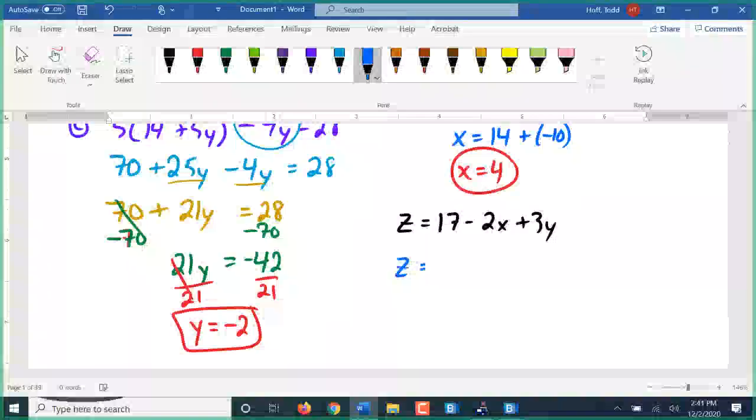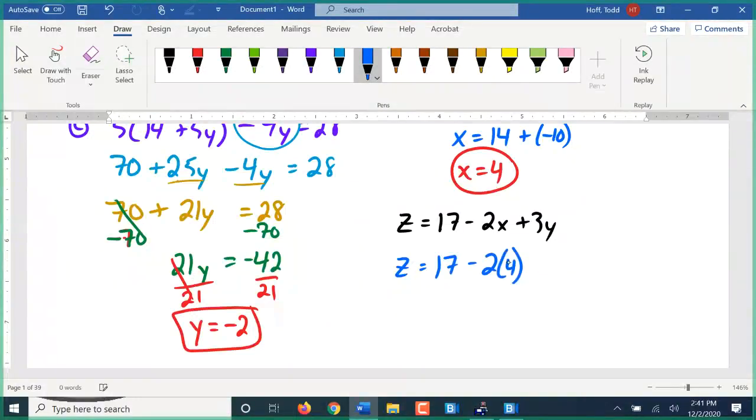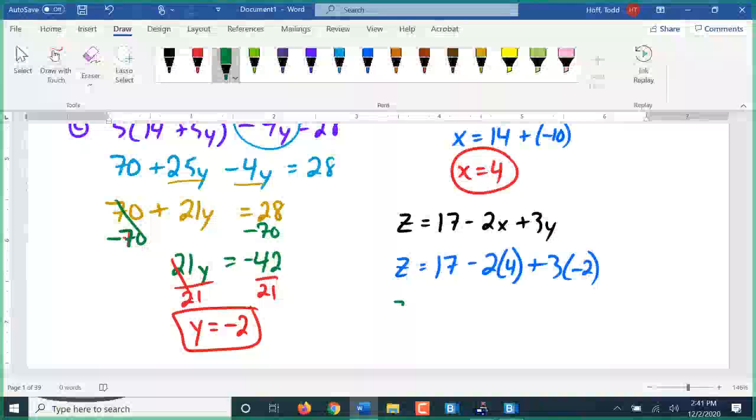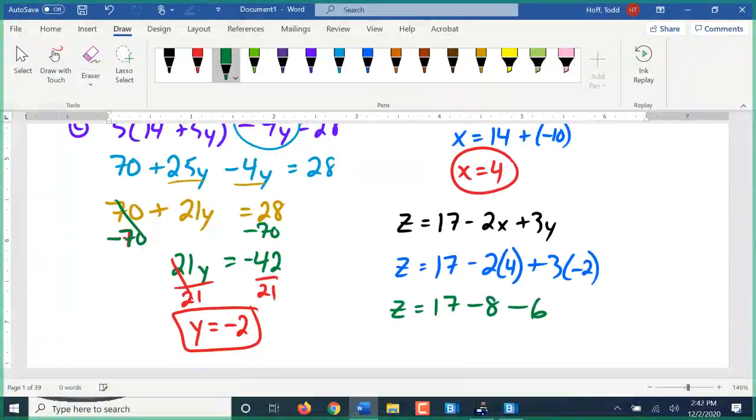We put in 4 for x and negative 2 for y, and we solve. z equals 17. 2 times 4 is 8, so that's minus 8. 3 times negative 2 is a negative 6, so minus 6, or plus a negative 6, however you prefer to look at it.